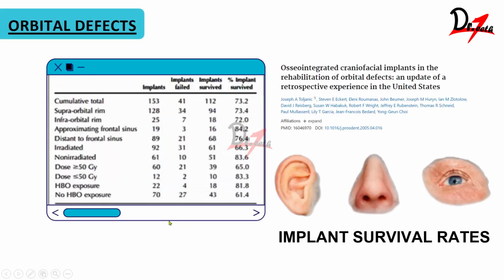Coming to orbital defect. In a multicentric study conducted in US, implant survival rate for auricular prosthesis was found to be the best, followed by the nasal and then the orbital prosthesis. If the radiation dose of the patient is less than 50 gray, or if the patient is undergoing hyperbaric oxygen therapy, the survival rates are still more.